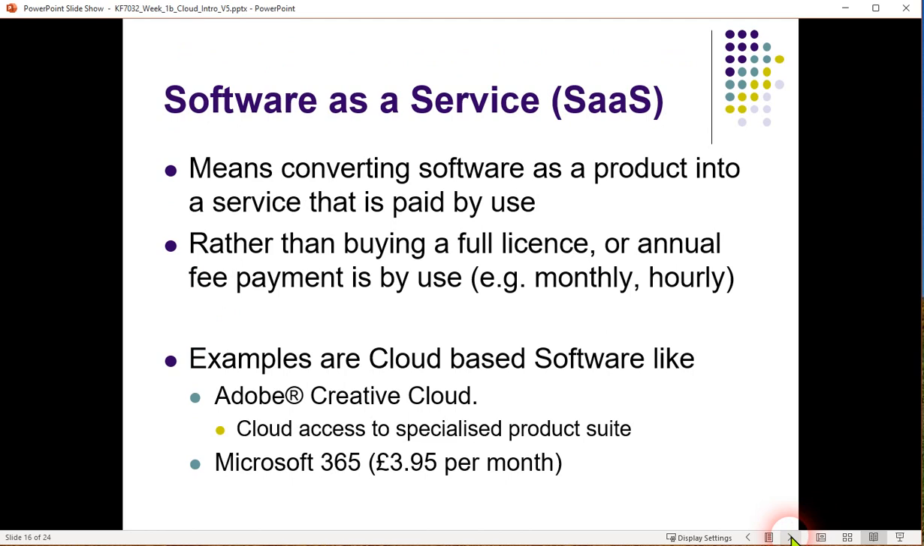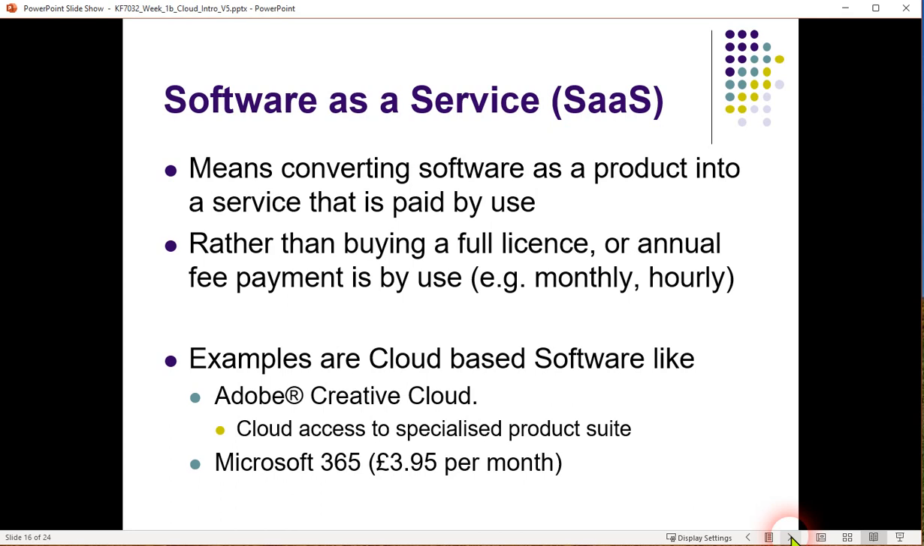So, software as a service means taking the software that we're using as a product and converting that into a service that we pay for by using it. So, instead of buying a full license for some particular software, we pay for however much it's used. An example here would be Microsoft 365, which is the web service that the university uses for Office and PowerPoint and all these other kinds of things. And that's generally charged at about £3.95 a month.